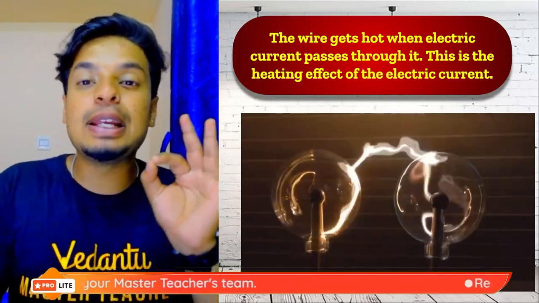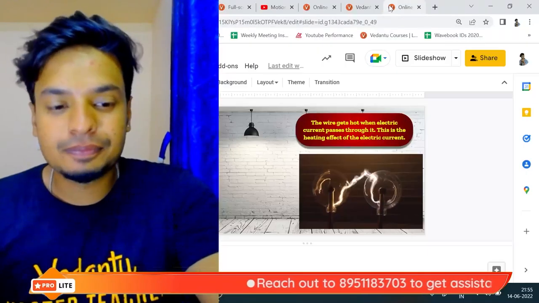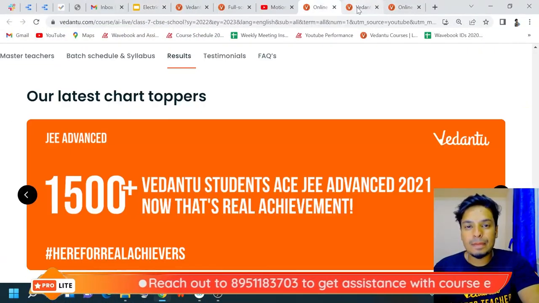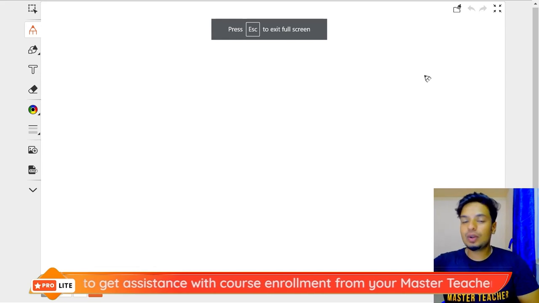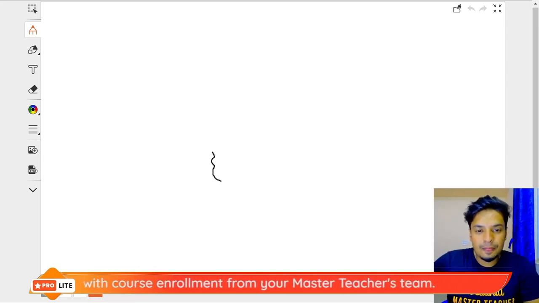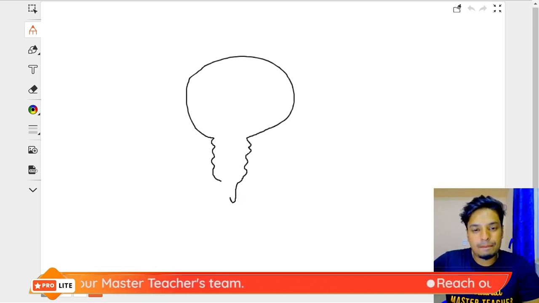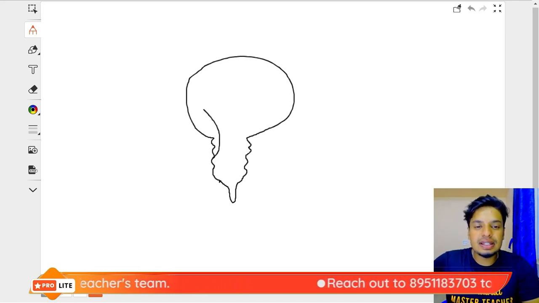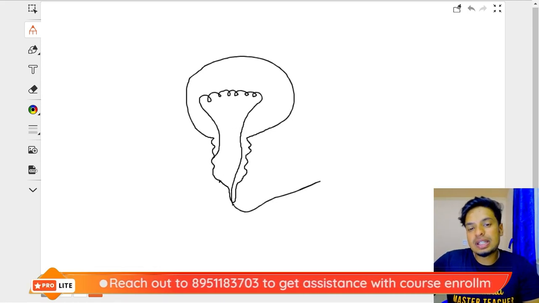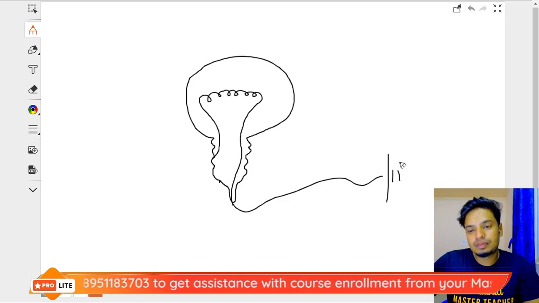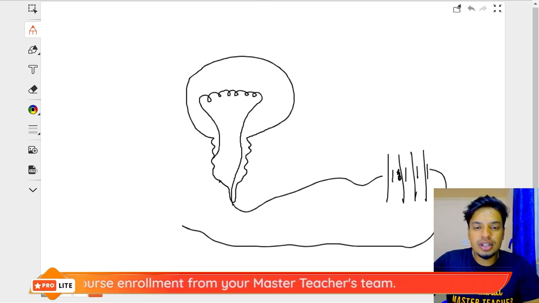Okay, the same thing is happening in the bulb also. What happens in the bulb? We all know that the bulb has a filament. Look at this, guys. Inside the bulb, what is there? There is a thin wire, guys. One end is connected to one side of the battery. The other end is connected to the other side of the battery.